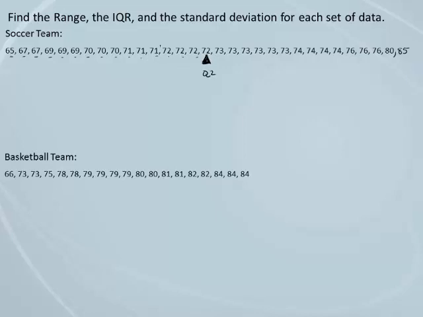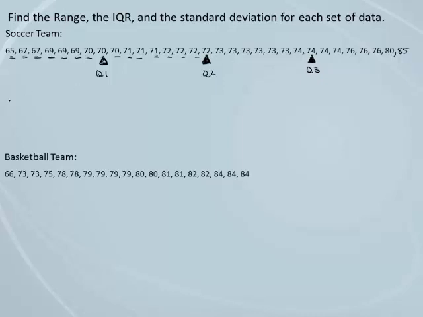Now I have 15 numbers, so if I take 15 and I divide that by 2, I get 7.5. So if I come in from 7, I find my first quartile and my third quartile.